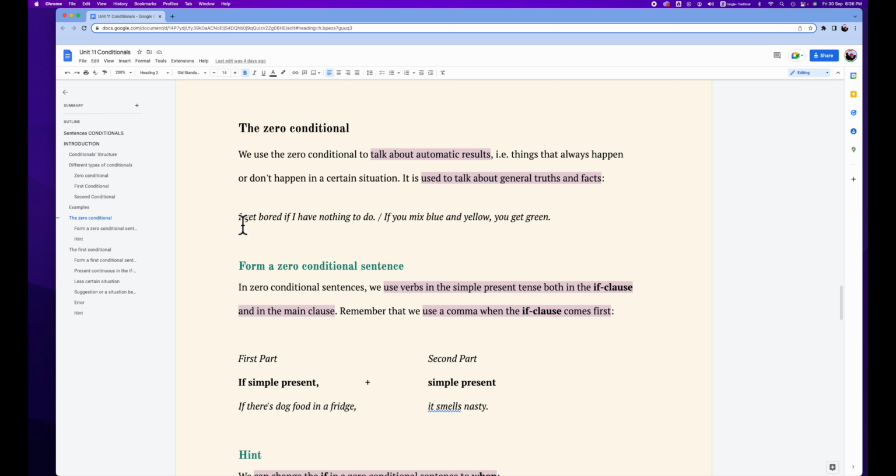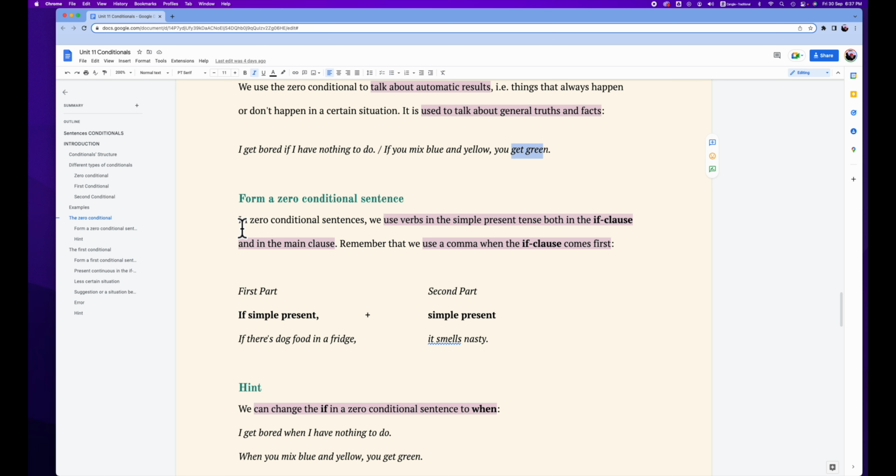For example, I get bored if I have nothing to do. So A happens: if I have nothing to do. B happens: I get bored. If you mix blue and yellow, you get green. So A happens, 100% B is going to happen. A, mix blue and yellow. B, you get green.